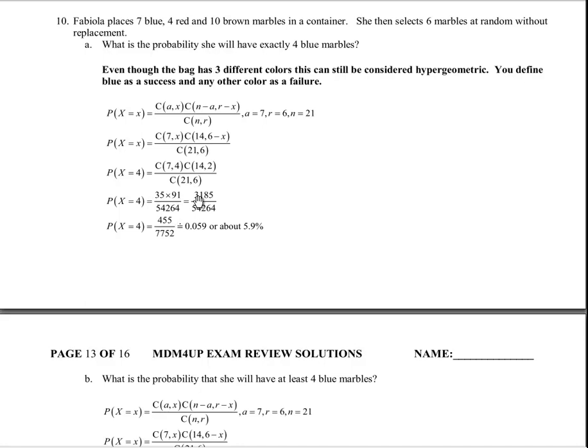54,264. Multiply that, you get this. It actually reduces a bit, but if you divide it, you get 0.059, so it's about a 5.9% chance.